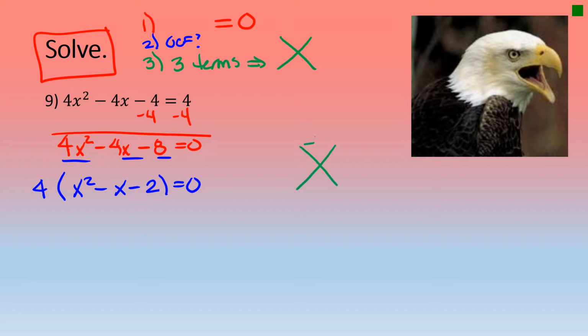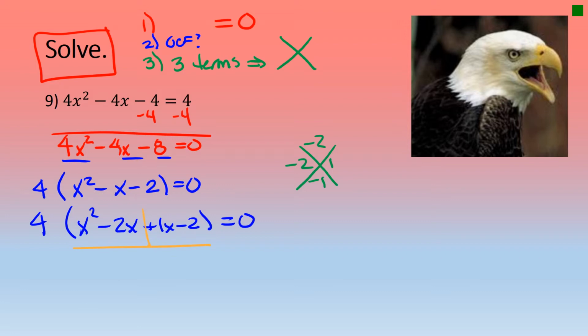So my big X would be -2, trying to find -1, and my numbers are going to be -2 and 1. Keep the 4. X squared minus 2x plus 1x minus 2. Keep the equals 0. We're going to do grouping here. Keep the 4. Okay, I'm going to pull out an x.